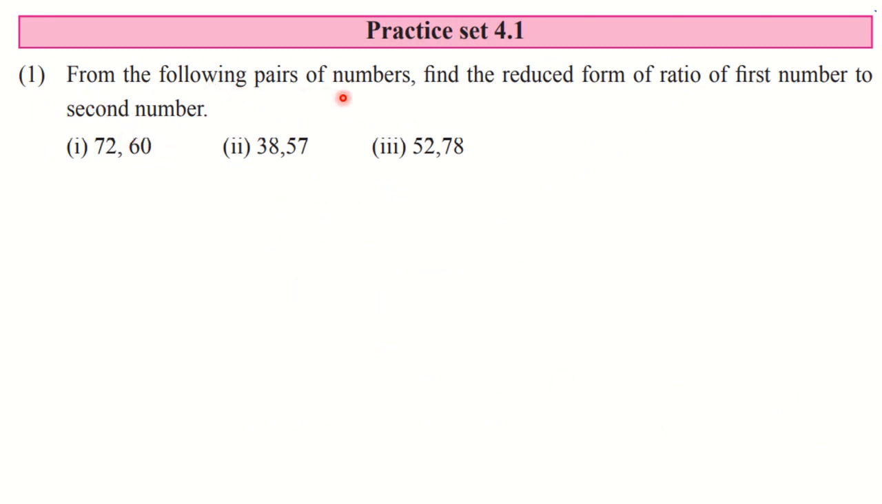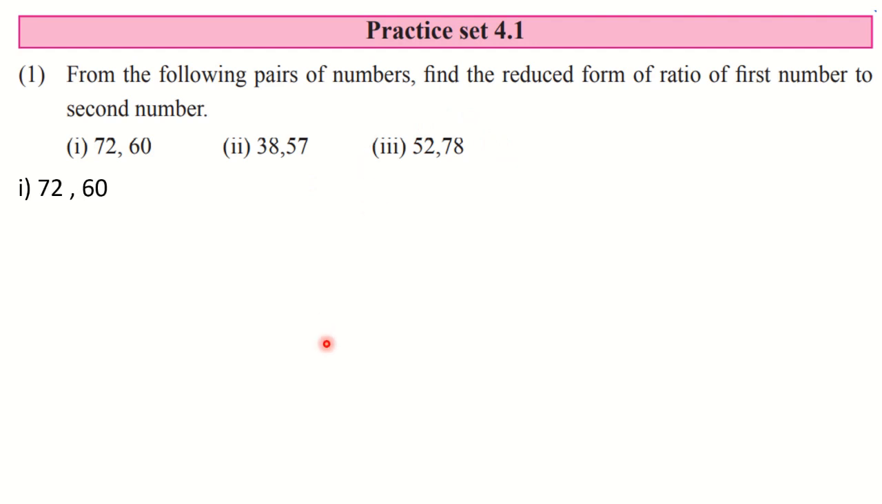From the following pairs of numbers, find the reduced form of the ratio of the first number to the second number. Here only numbers are provided, no units are given. So directly you can find the ratio of the first quantity to the second one. The ratio of 72 to 60. So let us start solving it. I am solving the first and second. The third you will solve by yourself.